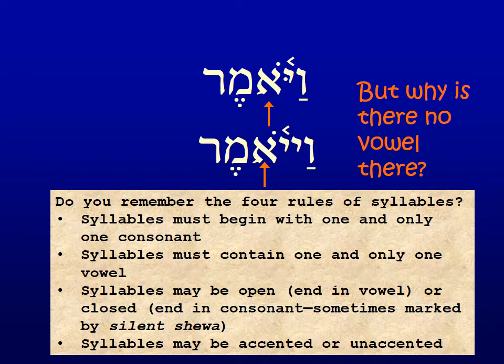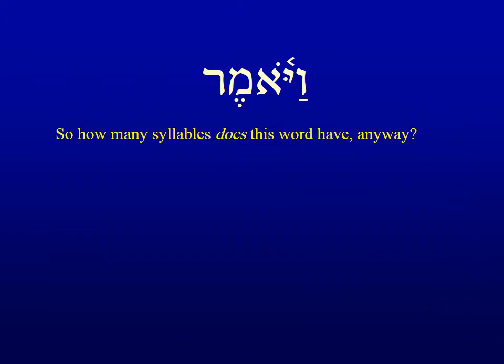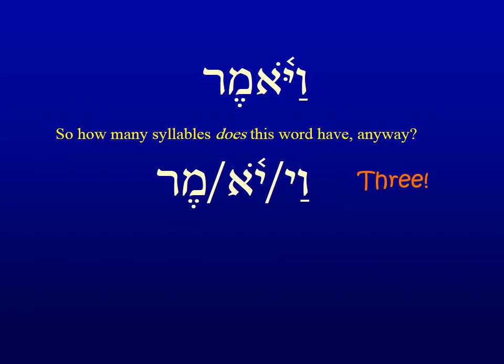If we apply this rule, we will see that the aleph here is functioning to close the syllable. So this word has these syllables, va, yo, and mer. The accent is on the middle syllable, so we will say vayomer, vayomer. Try it. Vayomer.